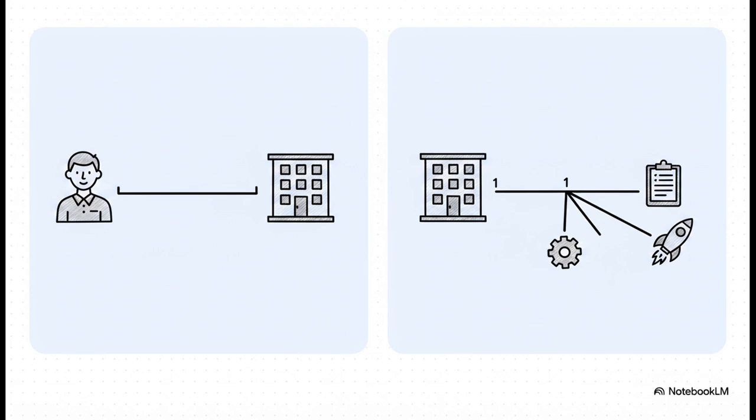Now, you're going to see these little numbers on the lines, like 1 and N. This is called cardinality, and trust me, it's a huge deal. It's how we enforce the rules. For example, a 1-to-1 relationship means one employee manages exactly one department, can't manage two. A 1-to-N or 1-to-many relationship means one department can control lots of different projects. These numbers are like the grammar of our database, and they stop us from putting in garbage data.